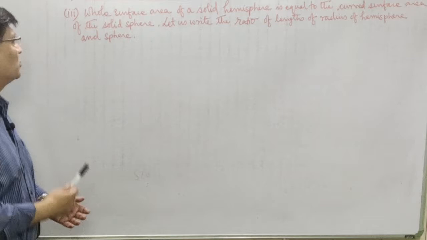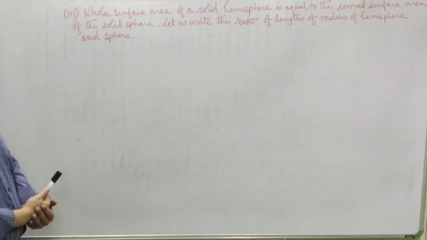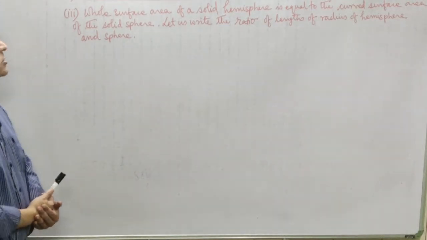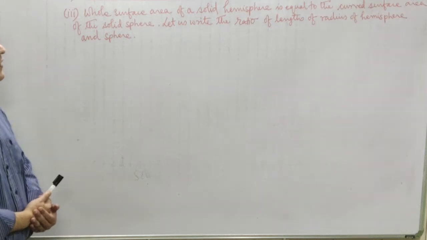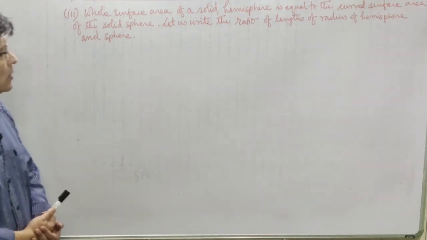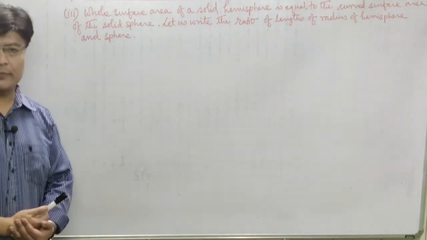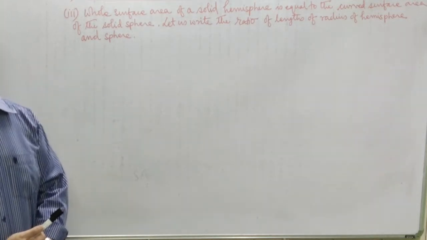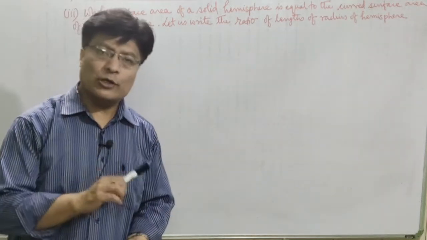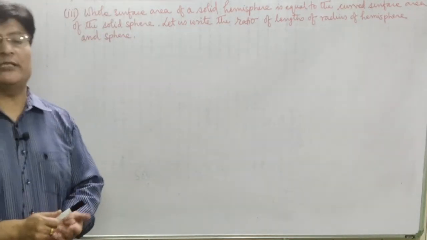So now we'll do the next question, that is 16 number 3. The question is: the whole surface area of a solid hemisphere is equal to the curved surface area of a solid sphere. So here in the question, what does it say? Again, the whole surface area of the solid hemisphere.